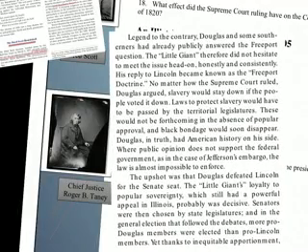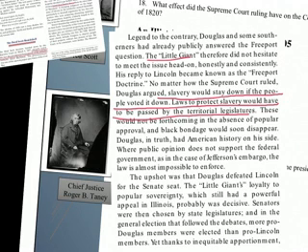Legend to the contrary, Douglas and some of the Southerners had already publicly answered the Freeport Doctrine. So Douglas is the little giant. And down here it talks about, where is it here? Douglas argued that slavery would stay down if the people voted it down. Laws to protect slavery would have to be passed by territorial legislators. So that's the answer to number 22.